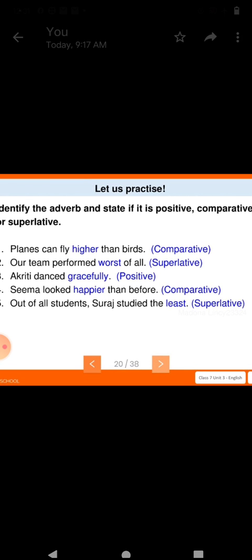Are you all ready to check your answers? Yes, here are your answers. Higher, comparative; worst, superlative; gracefully, positive; happier, comparative; least, superlative. How many of them got full marks? Very good. Now, in this unit, we have learnt about adverbs in detail, but now we are going to learn about adverbial phrases.